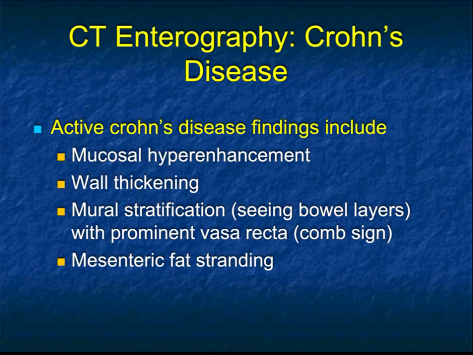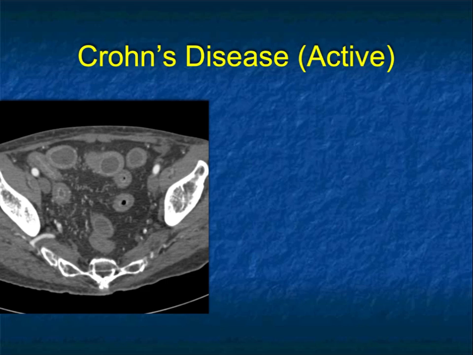Now, for the prototype, probably there's no better prototype than Crohn's disease. When you think about it, when you have active Crohn's disease, your findings will include mucosal hyperenhancement of the bowel, usually the distal small bowel. You'll see wall thickening defined as over 3 millimeters. You'll see mural stratification, which means you're seeing different layers of bowel. You'll see a prominent vasa recta, and often described as the comb sign. Though the comb sign was classic for Crohn's, it's not specific for Crohn's. And then you see mesenteric fat stranding. You'll also commonly see nodes in the mesentery. Nodes are typically at or under 1 centimeter.